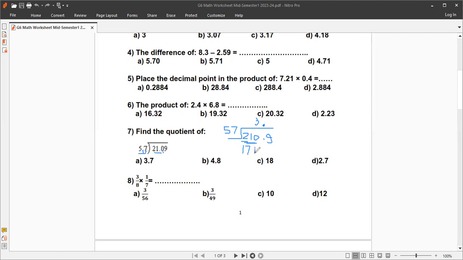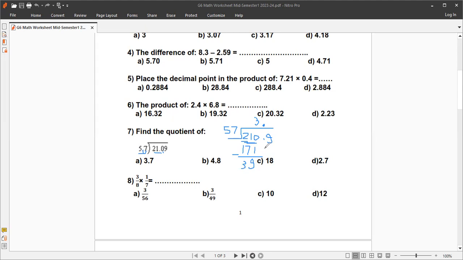171. 3 multiply 7, 21. I put 2. 3 multiply 5, 15, plus 2, 17. If you try it, you will find 3 multiply 57 is 171. Now I subtract. 210 minus 0 minus 1, we cannot, we take 1, it becomes 10 minus 1 equals 9. This becomes 0, we bring 1 from this, becomes 10 minus 7 equals 3.